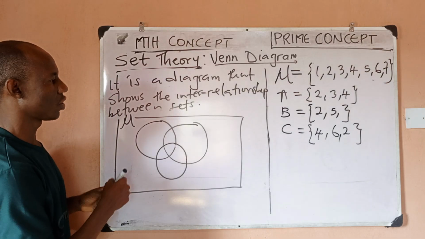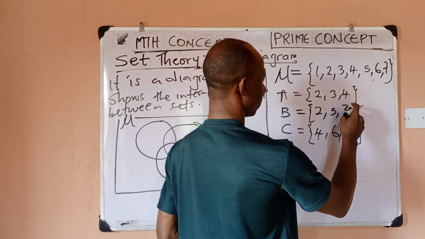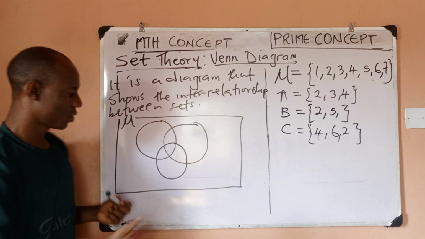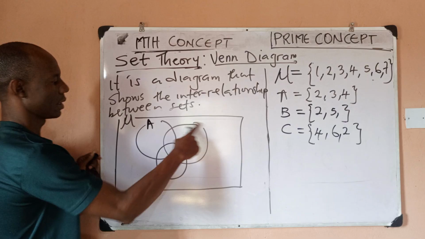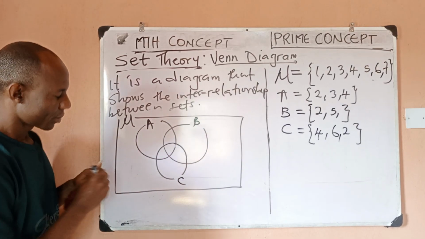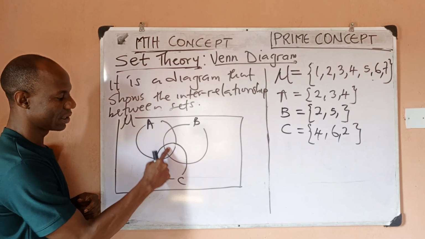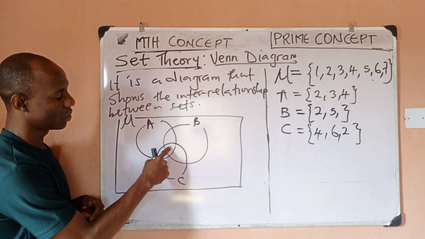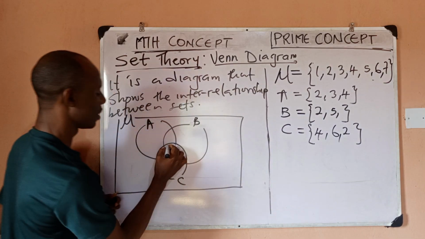We're still going to adjust our diagram, or better still, let me make it easy for us. B and C. Okay, we're going to just adjust our diagram. So if I call this A, I call this B, and I call this C. The point of intersection for the 3 of them is this. So it means that the 3 of them are interconnected at this point, which the value that connects the three of them is 2. So I'm going to place 2 here.